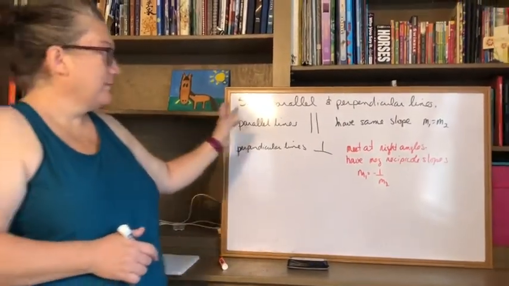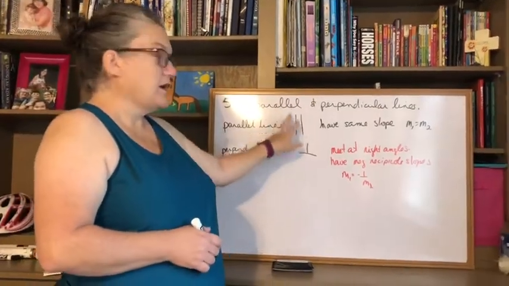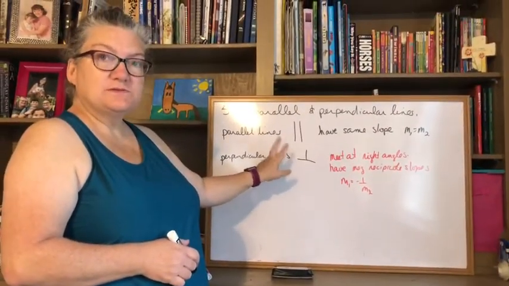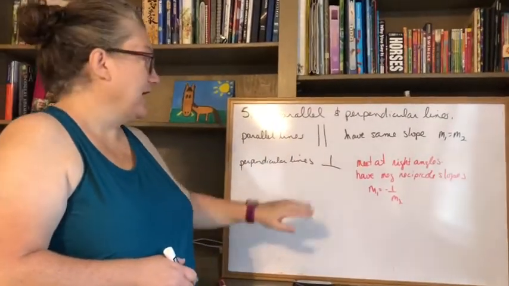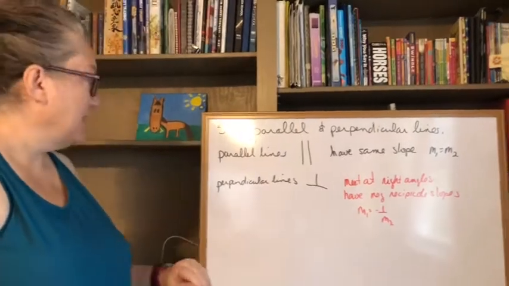Okay, 5.4, parallel and perpendicular lines. Parallel lines are two lines that run in the same direction, same slope, same everything. Think of railroad tracks. They have the same slope. m1, the slope of one line, equals the slope of the second line.